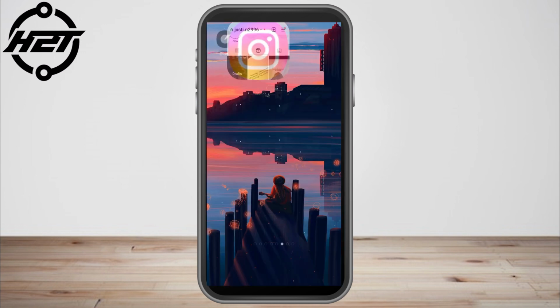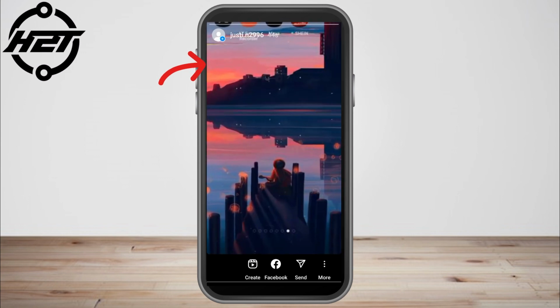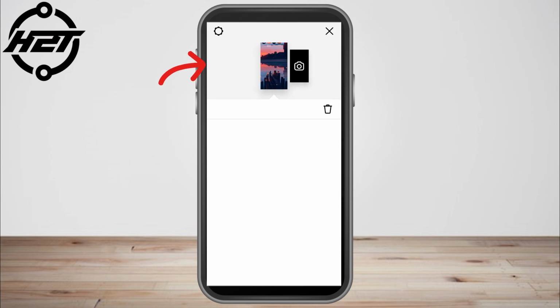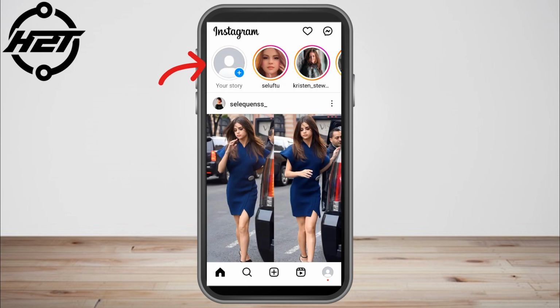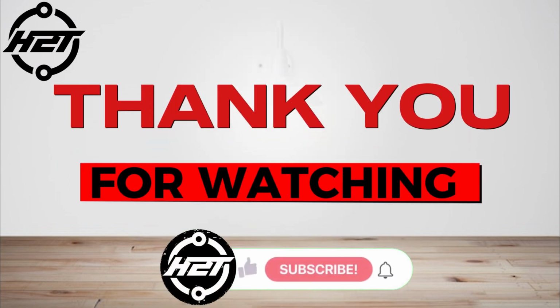But unfortunately, you cannot see who viewed your Instagram video unless they like it, especially if you set your account to public. For Instagram story, you can only see those who viewed your video or story if they are your friends. Okay, if not, then it's impossible for you to know or to see who viewed your Instagram video.